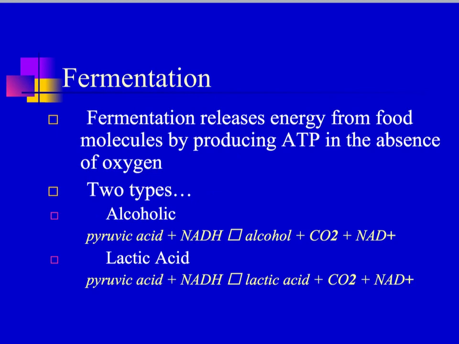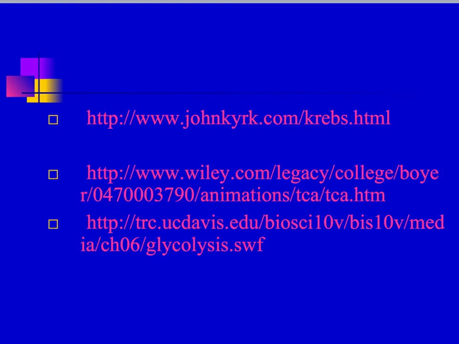Fermentation releases energy from food molecules by producing ATP in the absence of oxygen. Like we just said, there's alcoholic fermentation that produces ethanol, CO2 and NAD+, or there's the one like in our muscles where we produce lactic acid instead of ethanol. And a few more things there, and we're done.